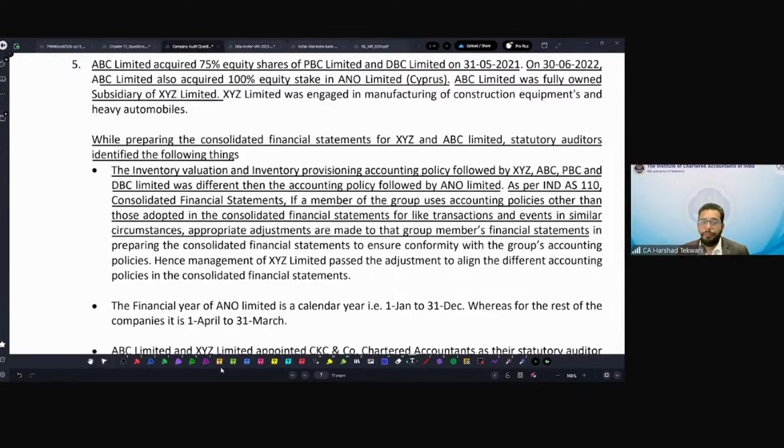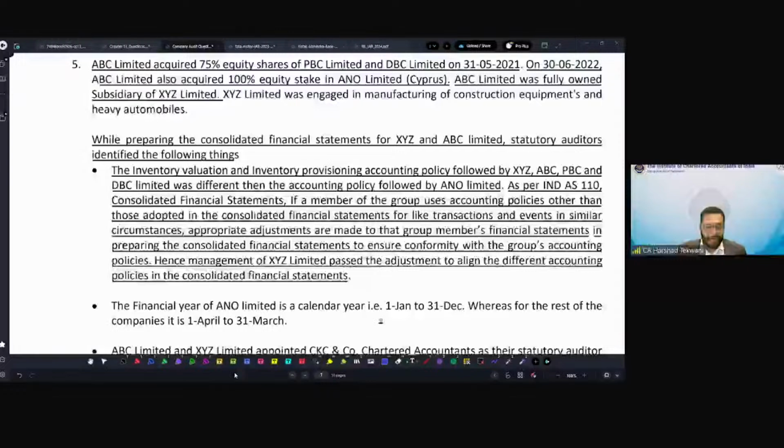That is, if there are different accounting policies, then you need to make adjustments in preparing the consolidated financial statement to ensure conformity with the group's accounting policies. Hence, management of XYZ Limited passed the adjustments to align with the different accounting policies in the consolidated financial statement. So they passed the adjustment. As of now, we will highlight this particular area. Fine.